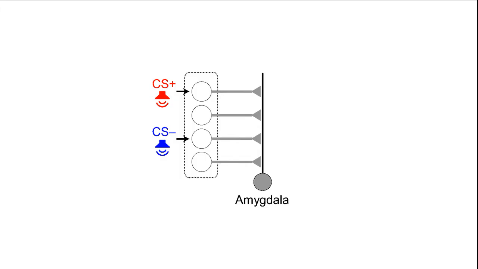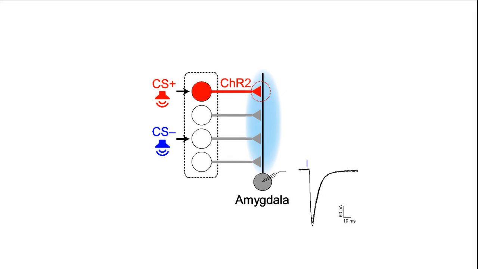To test this hypothesis, we examined how synaptic strength in the CS+ and CS- pathways changes after discriminative fear learning. For this, we labeled the CS+ pathways with channelrhodopsin, which is activated by blue light. Blue light illumination in the amygdala selectively activated the CS+ pathways and induced the synaptic responses.